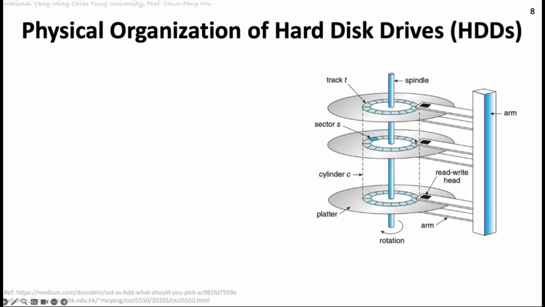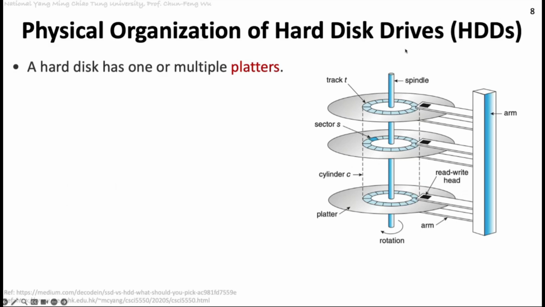So first of all, let's talk about the hard disk drive. This is the physical organization of a hard disk drive. I think you can find these figures in your operating system textbook. You can see an arm, and on this arm there are several heads, and each head is going to read out the data from the platter. The data is stored on the platter. On each platter there are several tracks. This is a concentric track.